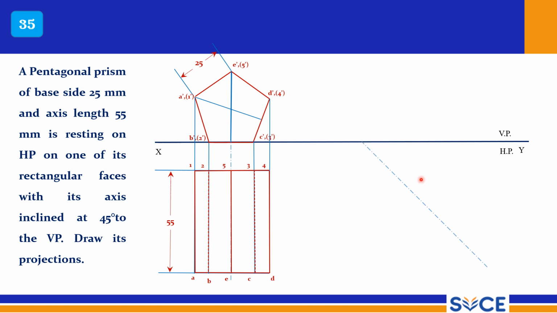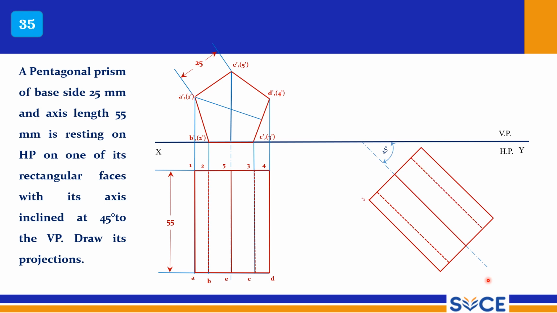On this axis line, reproduce this view. This view should be reproduced here, and you should do that carefully and reproduce all the lines. So this is 1A, 1₁A₁, and 2₁B₁, 5₁E₁, 3₁C₁, 4₁D₁.